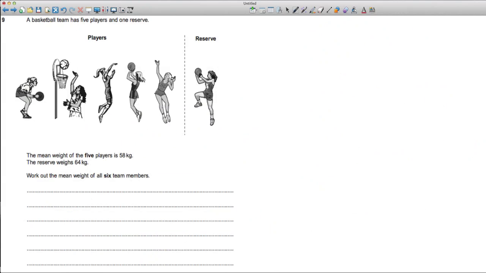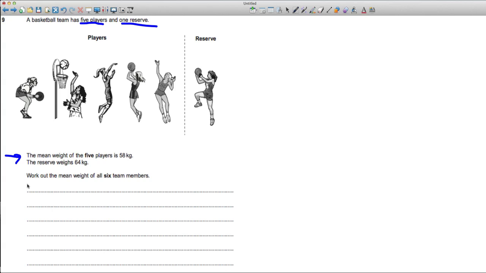Okay, question 9. A basketball team has 5 players and 1 reserve. 1, 2, 3, 4, 5 players, 1 reserve. The mean weight of the 5 players is 58 kilograms. The reserve weighs 64 kilograms. Work out the mean weight of all 6 members. So, the mean weight, let's deal with this here. That's telling us if we add these people's weights and divide by 5, we get 58.